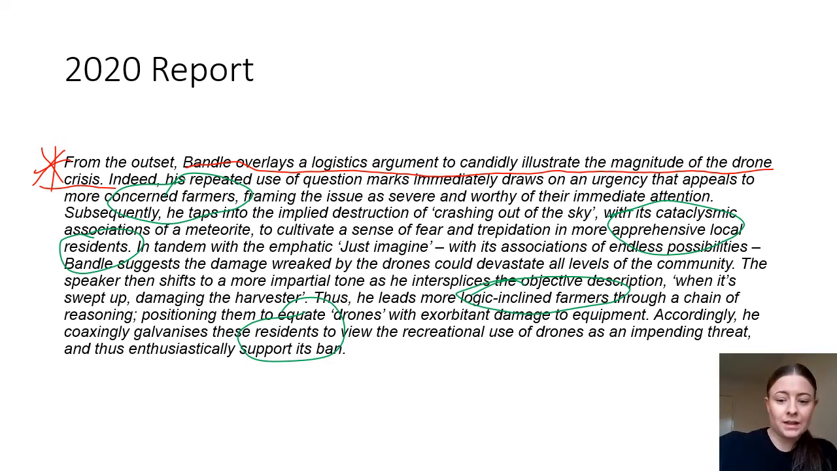Another thing that I'd point out that this does really well is it talks about how language is used together and how one approach can build on another approach. So, for example, it says from the outset and then it says subsequently. So from the outset, he does this. Subsequently, he introduces this. Then it says in tandem with this piece of evidence works alongside it. He then shifts to a different tone. So by using these phrases, we're seeing that this person understands not language in isolation, but how language works together.